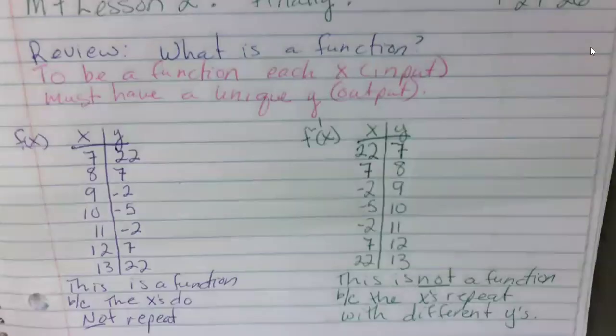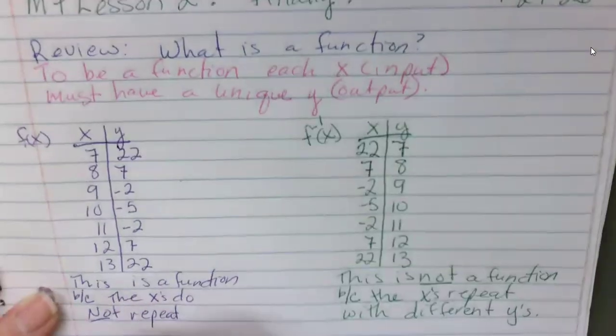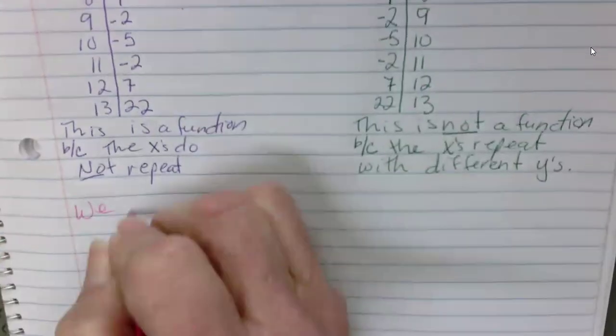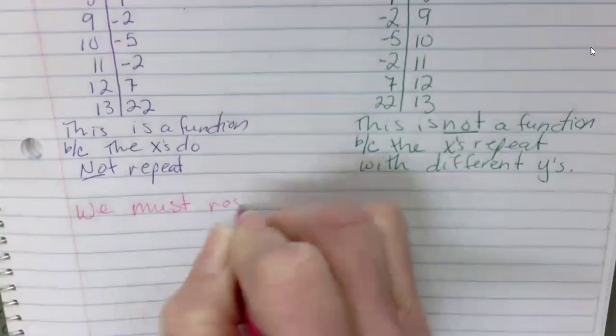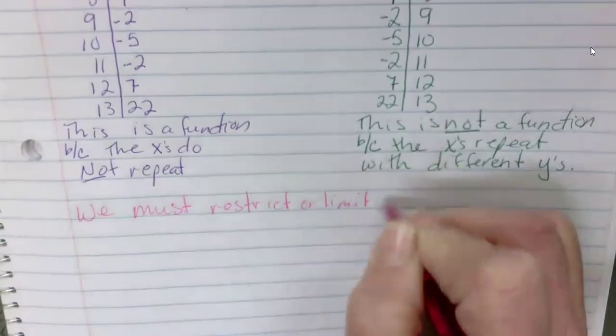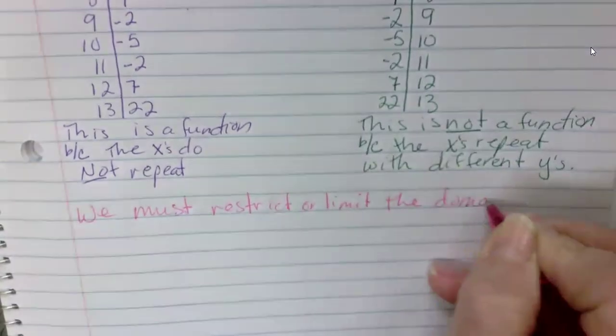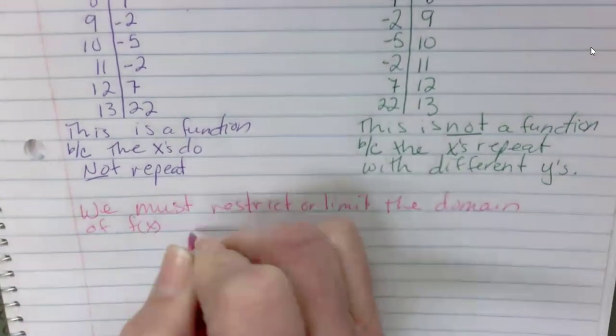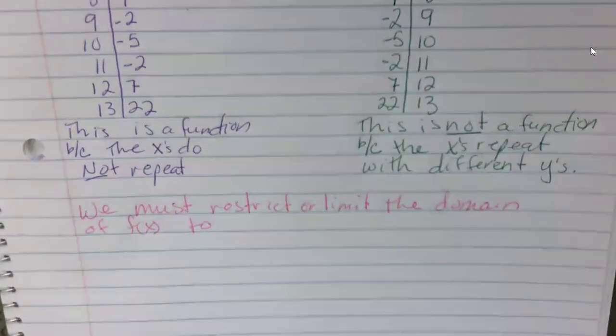So when this happens, we have to limit or restrict what we're looking at. So we must restrict or limit the domain of our original function to, and then here we have to decide on what the rule is going to be. So in class, we stopped, we walked around, we talked, we made some guesses that were not correct. Please stop and do that. Stop and think.